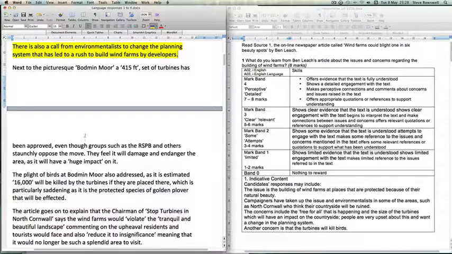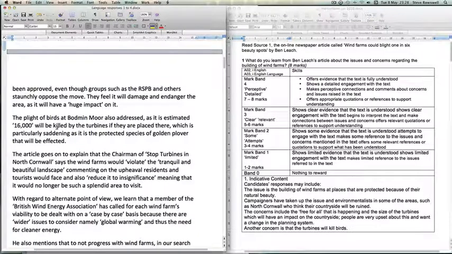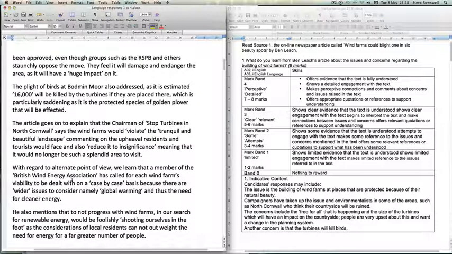It's quite clear then the difference between the C grade candidate and the A grade candidate in their response to this question. The A grade candidate has clearly identified issues and concerns, has understood them and analysed them using appropriate quotations or references to show that the candidate is clearly engaged with the text and able to explore its detail and make perceptive connections. This puts the response clearly in band 4 and at the top of the mark band as well, 8 out of 8.